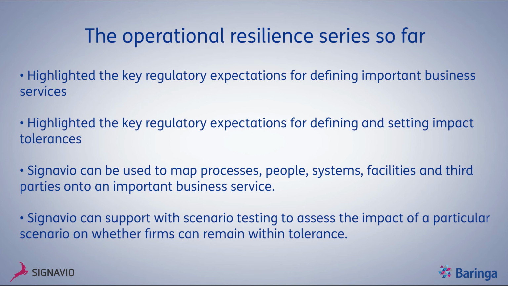The Operational Resilience video series so far has focused on steps which organisations should be following in order to address the evolving requirements around operational resilience. We have looked at the key regulatory requirements for defining important business services and setting impact tolerance for each important business service. We have demonstrated that Signavio is a tool which can be used to map resources such as processes, people, systems, facilities, and third parties onto a business service and can simulate multiple scenarios which firms can use to assess the impact of a particular scenario on their ability to remain within tolerance.